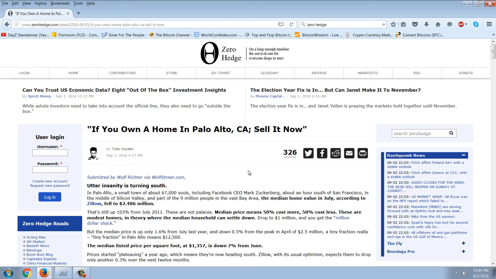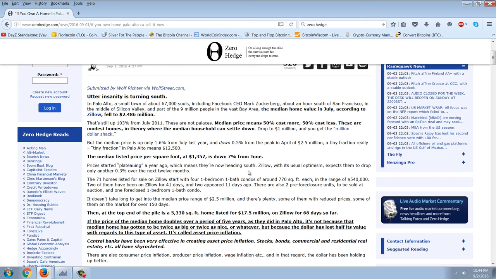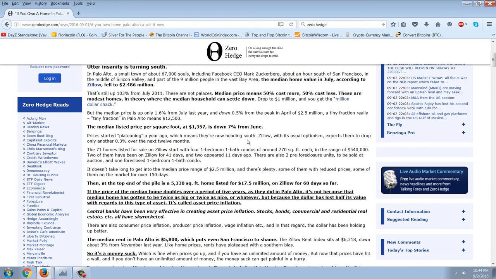This is, if you own a home in Palo Alto, California, sell it now, from Wolf Richter of Wolf Street.com. Utter insanity is turning south. In Palo Alto, a small town of about 67,000 souls, including Facebook CEO Mark Zuckerberg, about an hour south of San Francisco, in the middle of Silicon Valley and part of the 9 million people in the vast Bay Area, the median home value in July, according to Zillow, fell to $2.486 million. That's still up 103% from July of 2011.